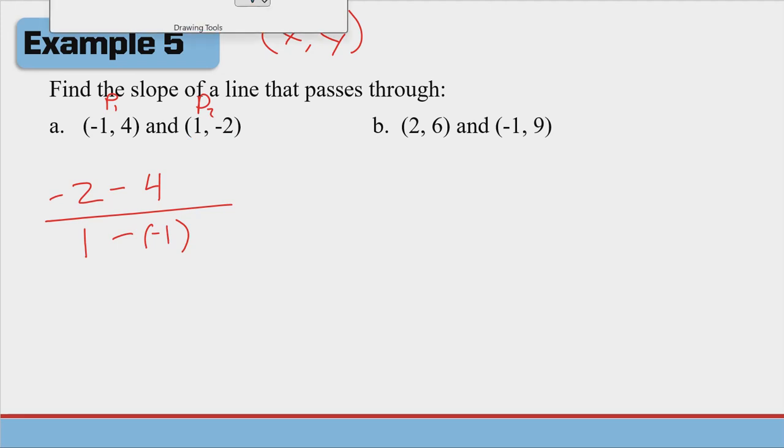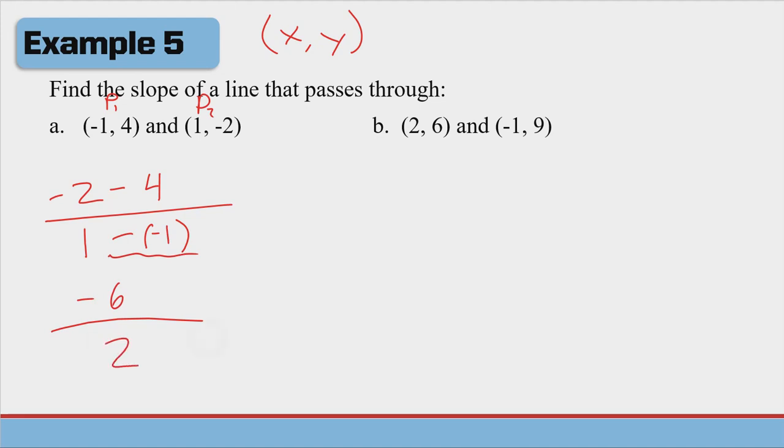So now I will just do the math, right? -2 minus 4 is -6. 1 minus a -1, right? This double negative gives me addition. So this would have a slope of -3. Okay? If I swapped my points, right, it would just change my signs in my fraction. I would still get the same slope of -3.